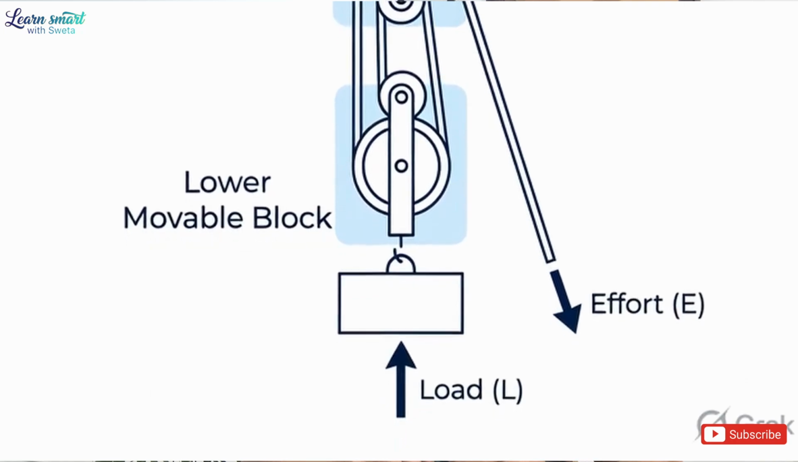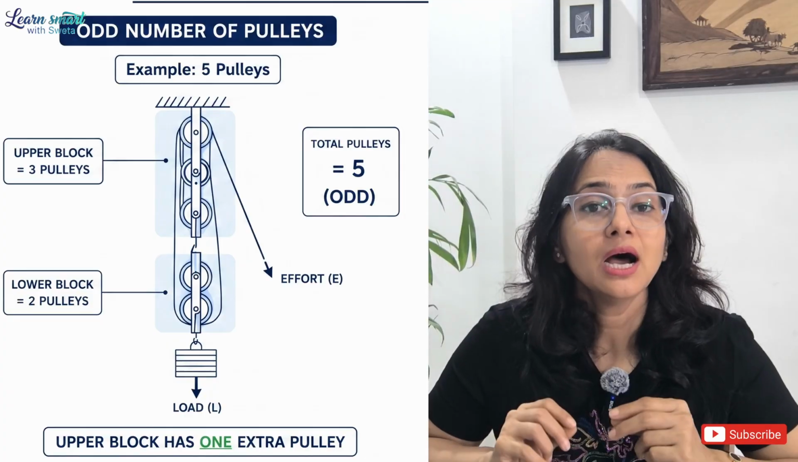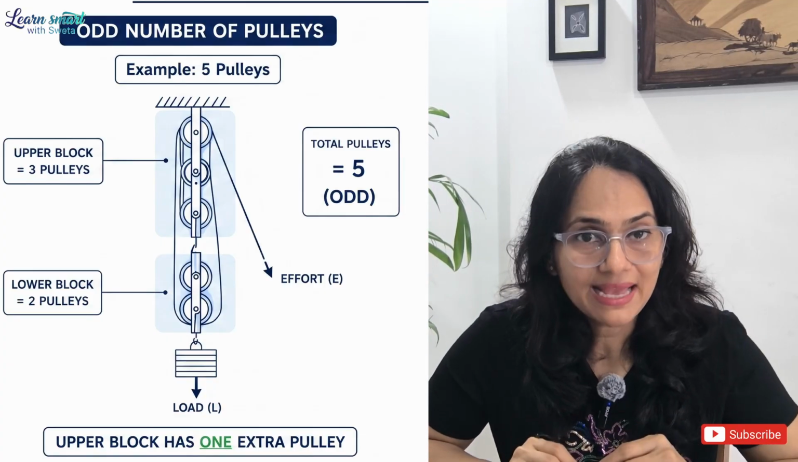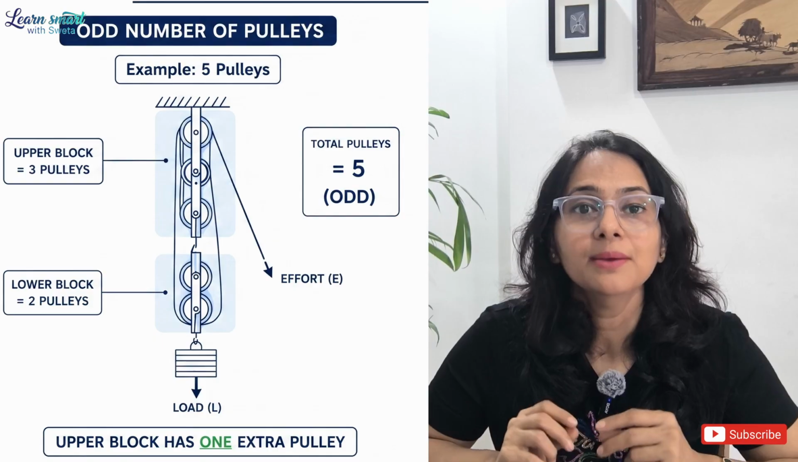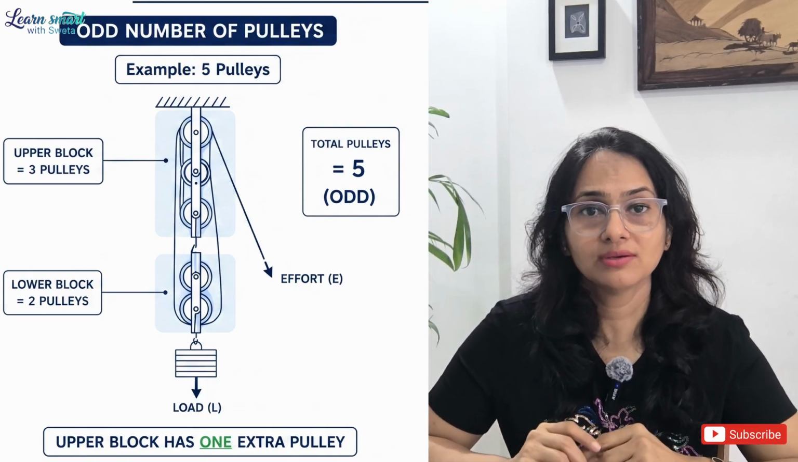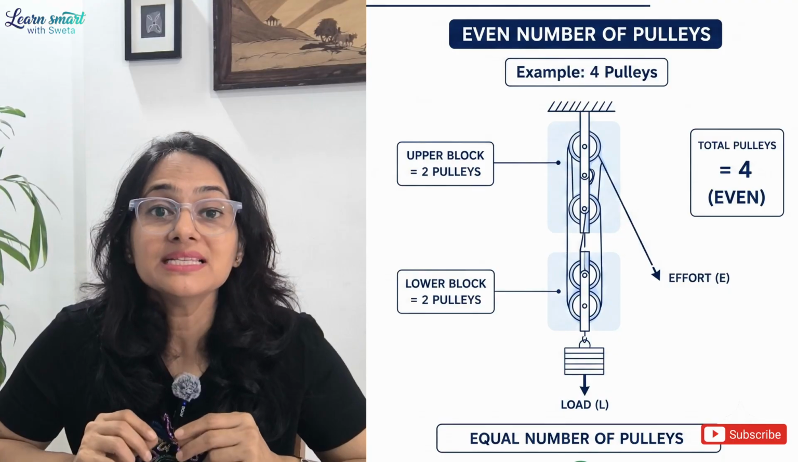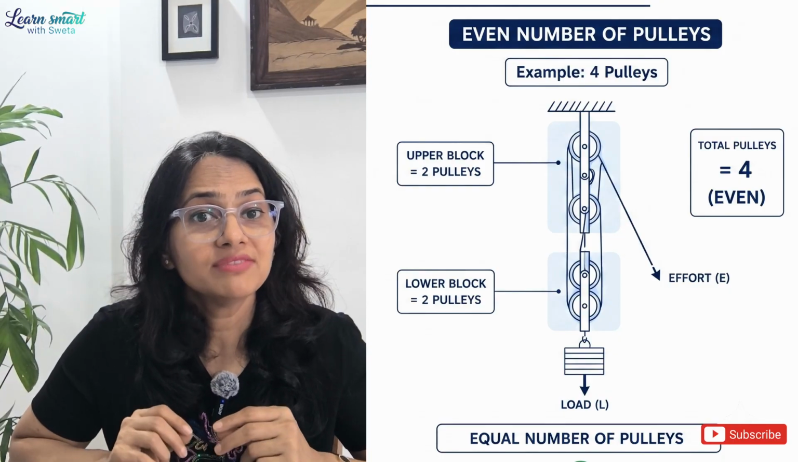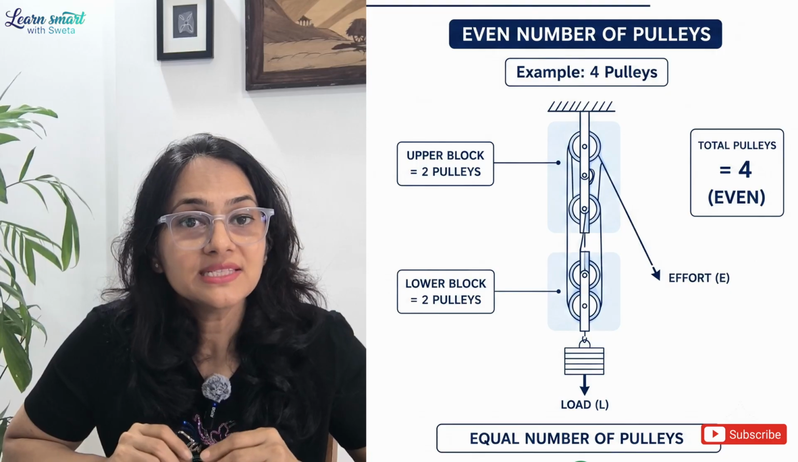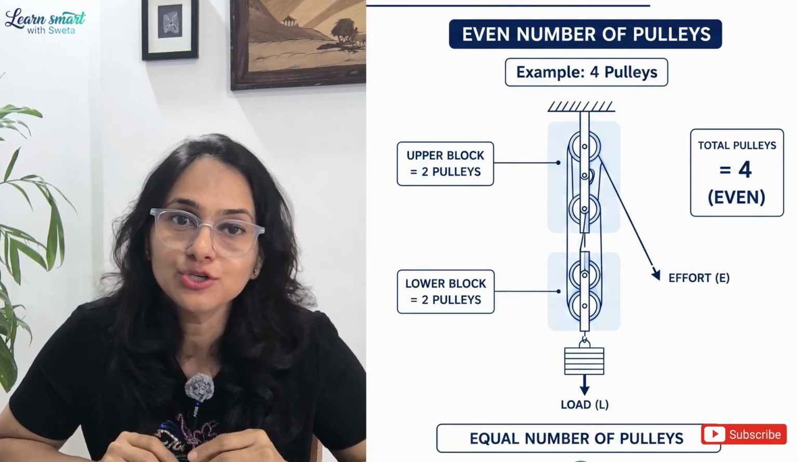Remember this simple rule. If the total number of pulleys is odd, the upper block has one more pulley than the lower block. For example, 5 pulleys means 3 in the upper block and 2 in the lower block. And if the total number is even, both blocks have the same number of pulleys. For example, 4 pulleys means 2 above and 2 below.